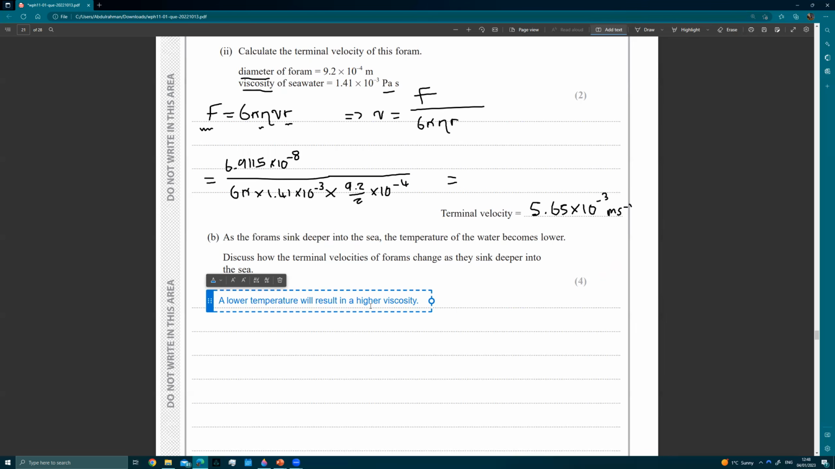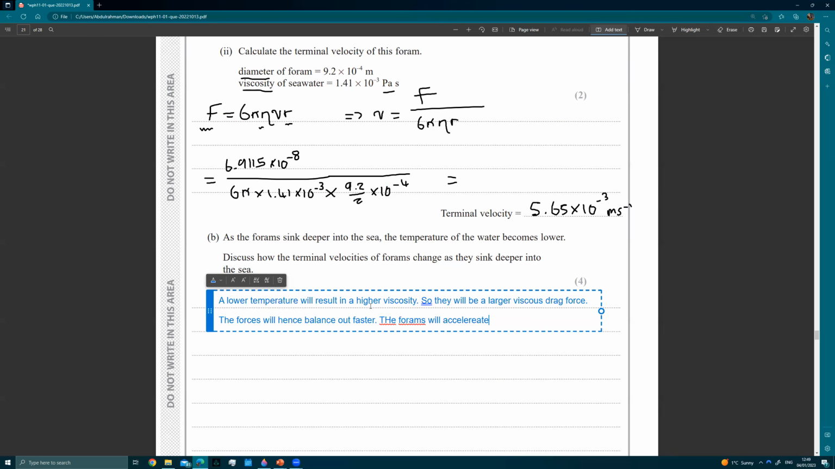And because there's a higher viscosity, there will be a larger viscous drag force. And because there's a larger viscous drag force, we could say the forces will hence balance out faster. Another way to say this is the foraminifera will accelerate for a smaller time. Because it's accelerating for a smaller time, because the forces will balance out faster, its terminal velocity will therefore reduce. So that's the first thing decreasing the temperature does.